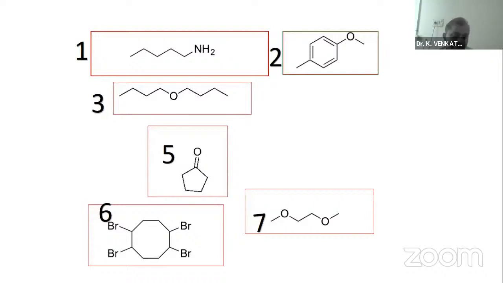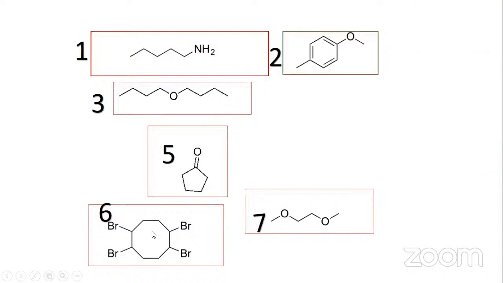Third. Dibutyl ether is the common name. Directly we can say butoxybutane. Fifth, cyclopentanone. Because this is a cyclic form and a ketone is present, cyclopentanone is the correct answer.